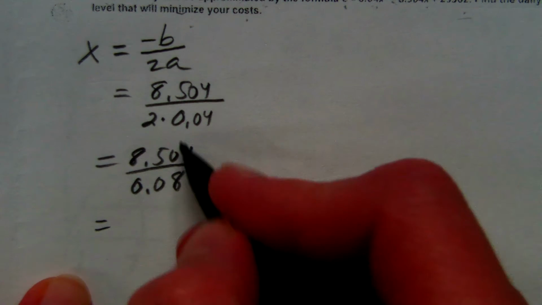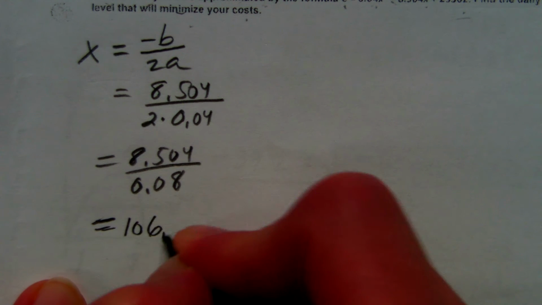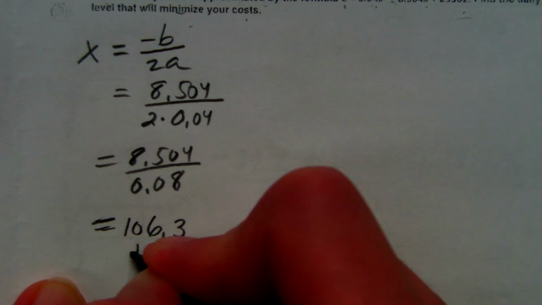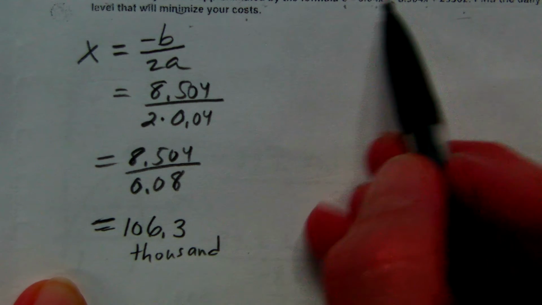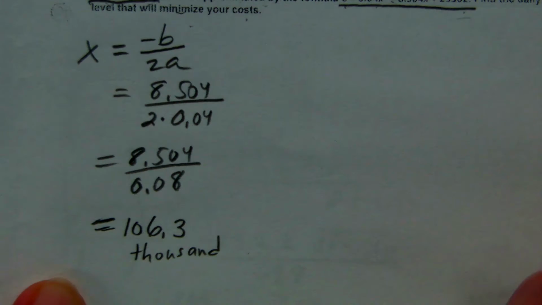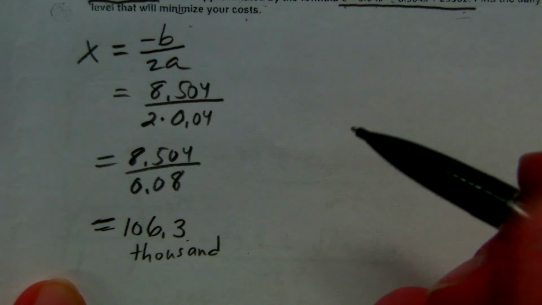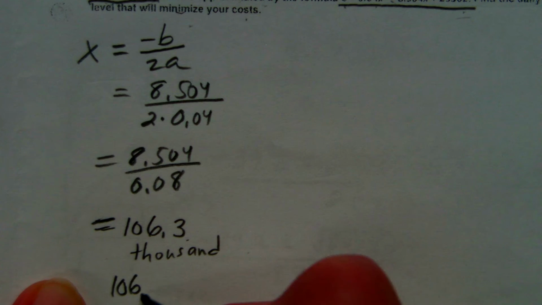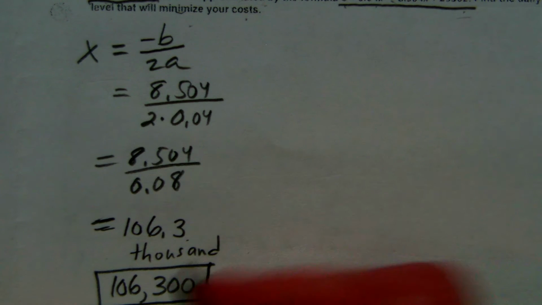Actually, hopefully they would not give you numbers like this if you were not allowed to use a calculator, but at least I'll give you the idea. So it comes out about 106.3. Remember that is 1,000 because it said so up here. This is our equation, and it's x thousands of units a day. And so that's how many I should make to maximize my costs. So if we want to write that in normal numbers, that'd be 106,300. That just looks better to me, and that is widgets.